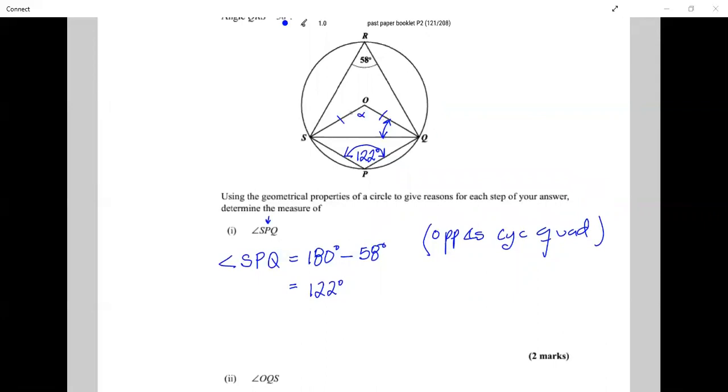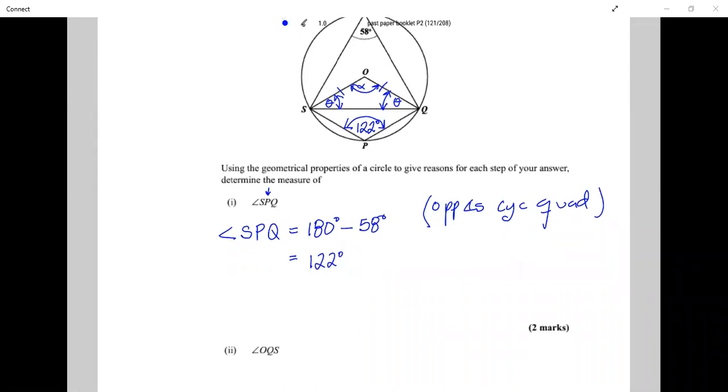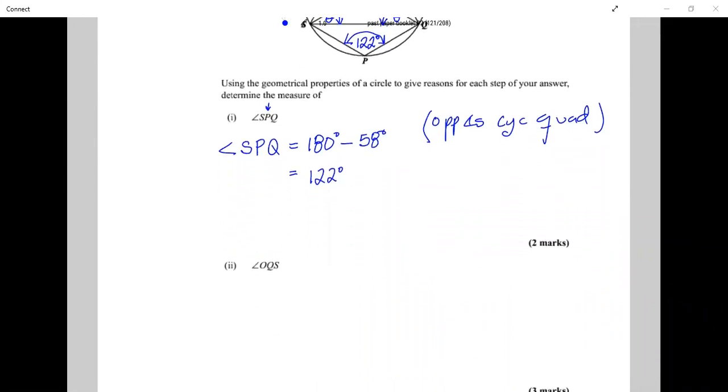I'm going to call this angle here alpha. All right. If this is an isosceles triangle, O is the apex. The angles at Q and S are equal, so I'm going to call them theta because they are the base angles of an isosceles triangle. So I'll start off by saying that alpha is equal to 2 times 58, which is equal to 116 degrees.